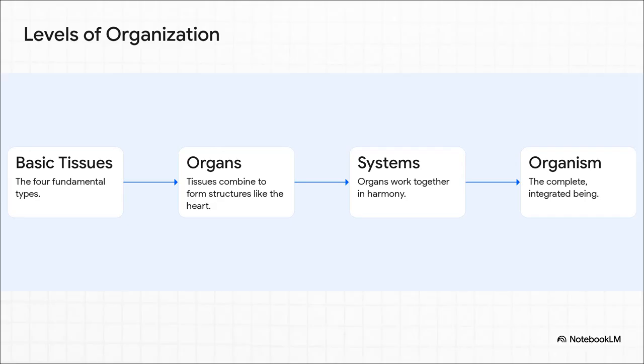So it all follows this beautiful, elegant hierarchy. You start with those 4 basic tissues. They combine in different ways to make organs, like your liver or your heart. Those organs then team up to create the systems we've been touring. And all of those systems, working in perfect concert, they create you, the organism. It's just so simple and so complex at the same time.